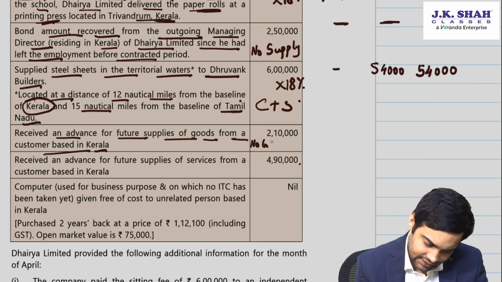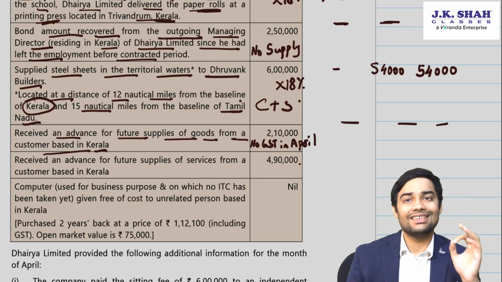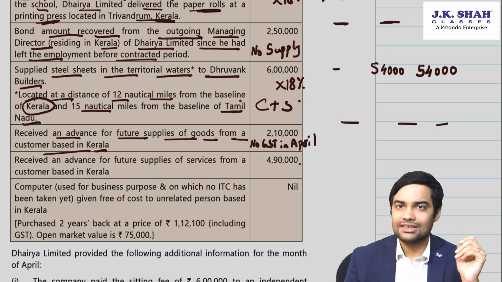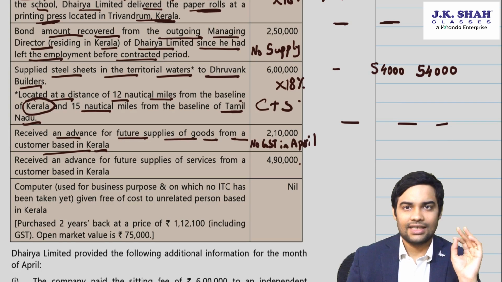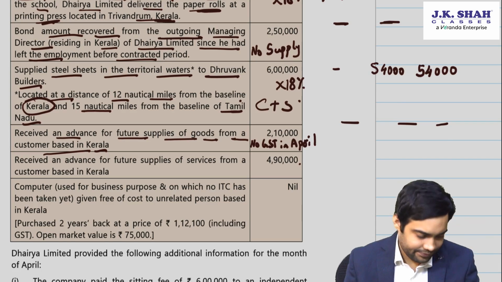Received an advance for future supply of goods from a customer based in Kerala. No GST in April, because for goods we don't consider the date of receipt of advance, that is, date of receipt of payment is not considered as time of supply because of Notification Number 66/2017.